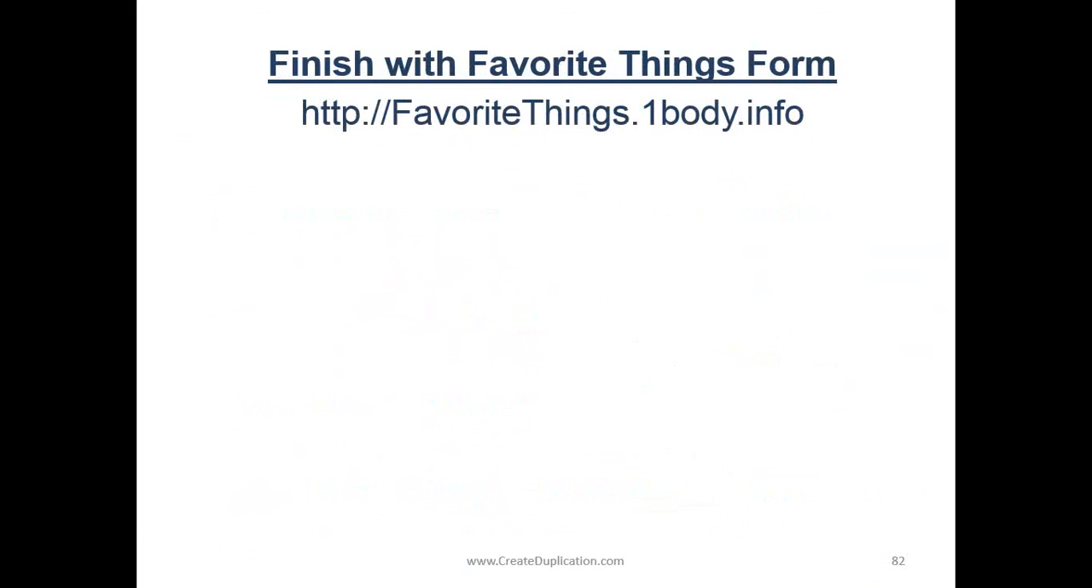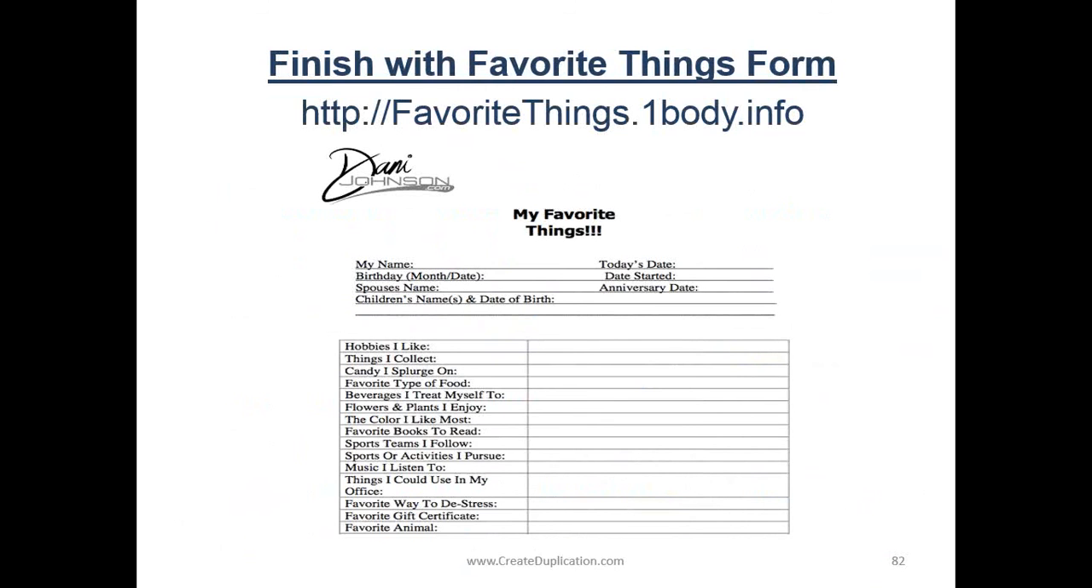Lastly, Marianne, we're going to do your favorite things form. I want to know all your favorite things, and you need to go and get this form if you're watching this webinar, and it's favoritethings.onebody.info. It's a PDF. It looks just like this. I have Marianne fill this out. Marianne, I want to know all your favorite things so I can buy you a present, because if you do 2 auto orders and you get both of your initial order rewards, you're definitely my ideal client. I appreciate all your business, that you're getting results, and I'm going to buy you a present.